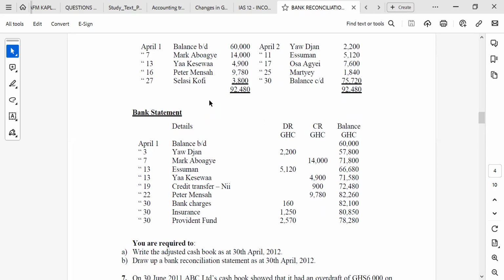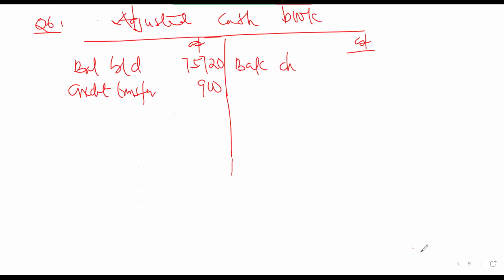Okay, let's come to the debit side now. I'm seeing 160 in respect of bank charges. Has that been captured? No, please. So what we do is that you can see that this is on the debit side. So if you go to the cash book, it should be on the credit side. So bank charges of 160. Is that correct? Okay.